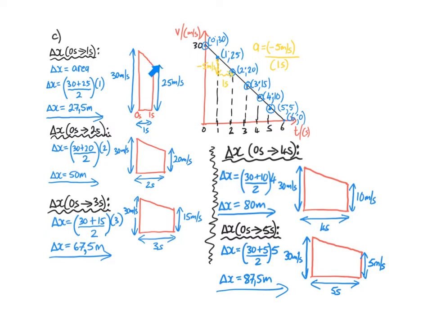The right-hand height is 25. Add them together, dividing by 2 gives us the average height of that area, times by the width, which is 1 second, and we get an area of 27,5 meters. Doing this now for the area under the graph there, which is over a 2 second interval, we get 50 meters, then 67,5, 80, 87,5.